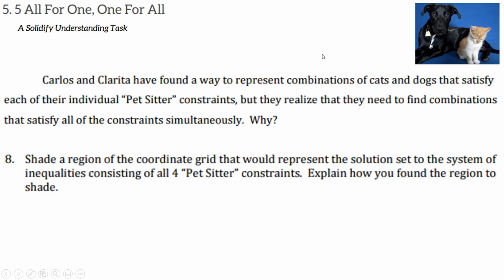Okay, now 8. Shade a region of the coordinate grid that would represent the solution set to the system of inequalities consisting of all 4 pet sitter constraints. We have already done that. Explain how you found the region to shade.